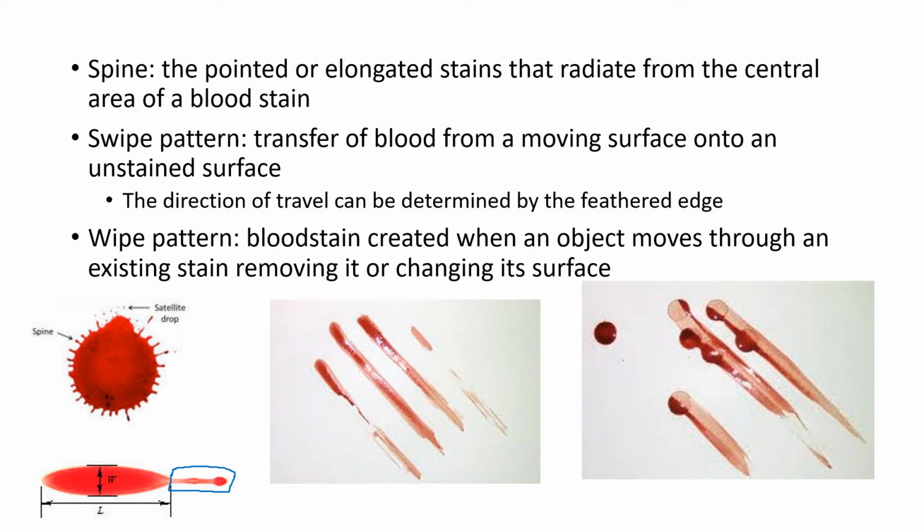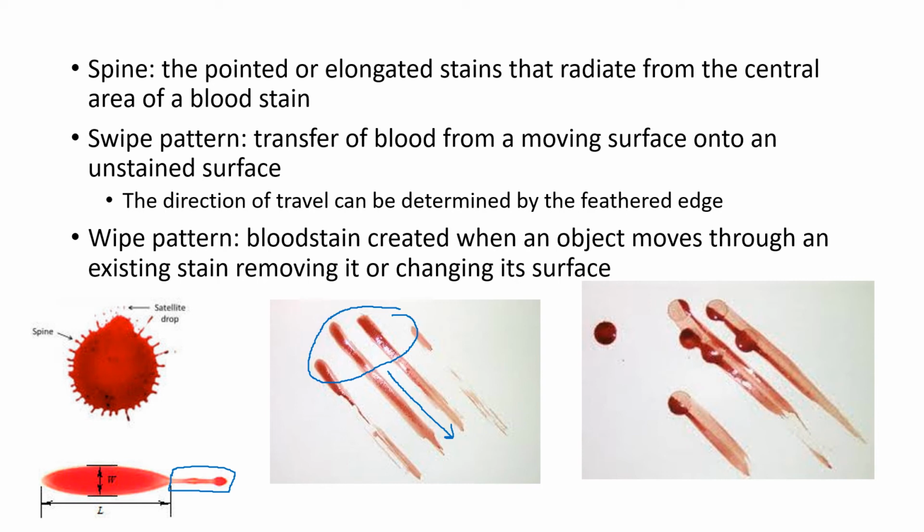We have where the blood is darkest, kind of up towards the tip of the fingers right here. That is where I first made contact with the wall, and then my hand went down the wall, swiped down the wall, and then it gets lighter. So notice that it feathers and gets lighter at the bottom. So here my hand was moving down the wall to create that swipe pattern.